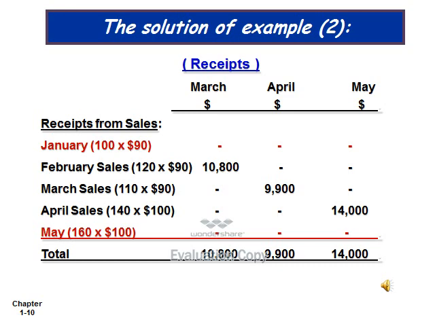The receipts from sales in April, 140 units times $100, equal $14,000. This amount will appear in May, but in March and April it is zero. The receipts from sales in May will be zero in March, April, and May, because the receipts will appear in June. The total receipts in March are $10,800, in April $9,900, and in May $14,000.